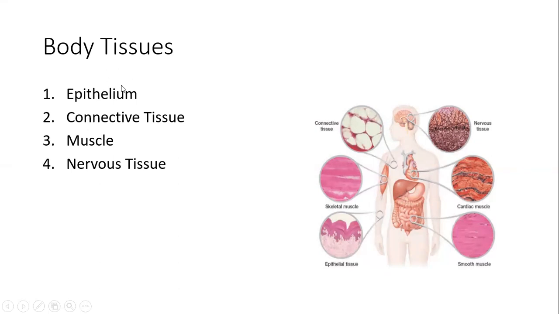The body tissues are categorized into four basic tissues in the human body. Number one, epithelium. Number two, connective tissue. Number three, muscle. And number four, nervous tissue. Each of these types of body tissues has its own characteristic histological features, because of which they have been categorized into their own categories and groups.